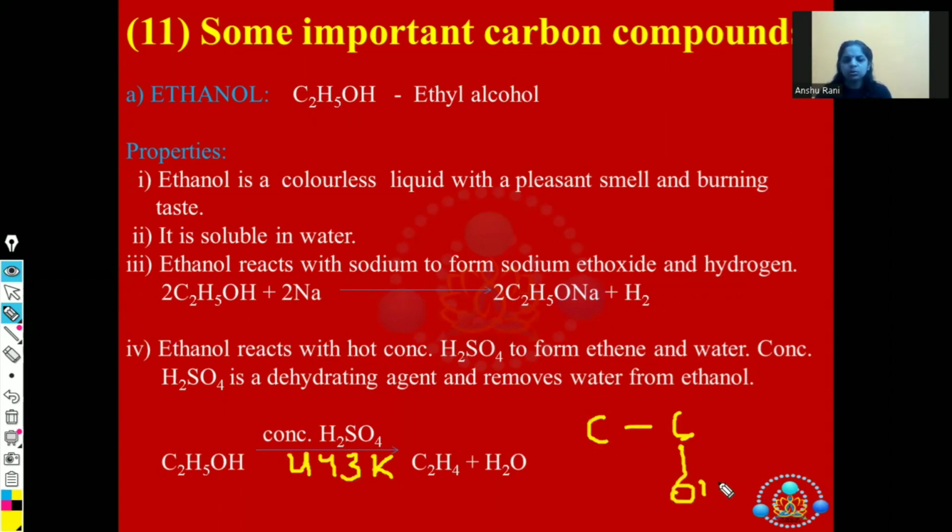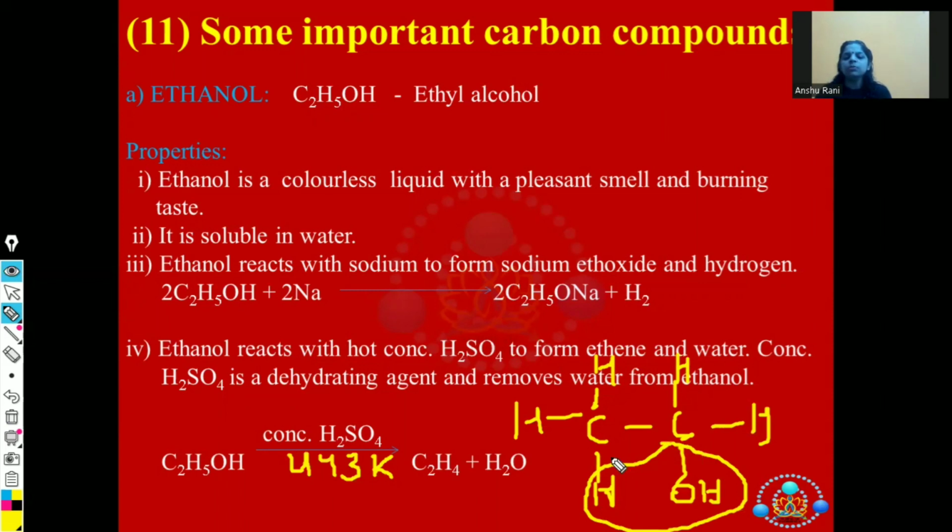This is ethanol. We are using concentrated sulfuric acid as a dehydrating agent. Dehydration means removal of water. So water will be removed from this in the presence of concentrated sulfuric acid in this manner: OH negative, H positive, and this bond will shift in between these two. So it will be CH2 double bond CH2. Ethanol will be converted to ethene.